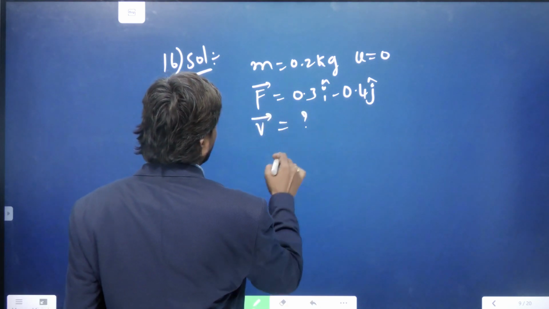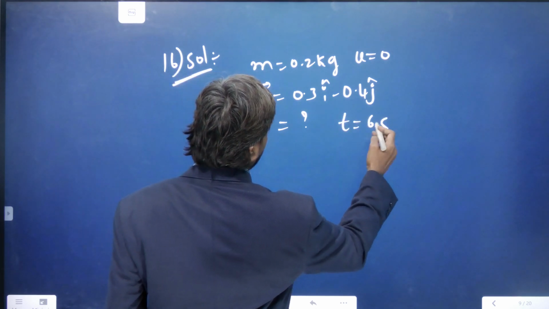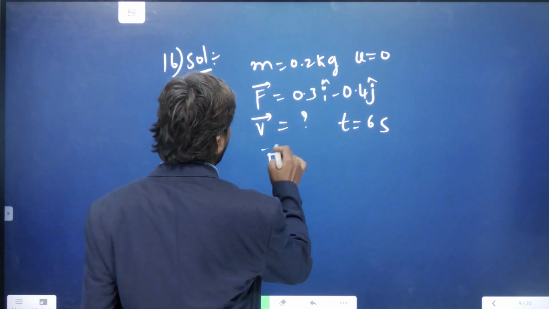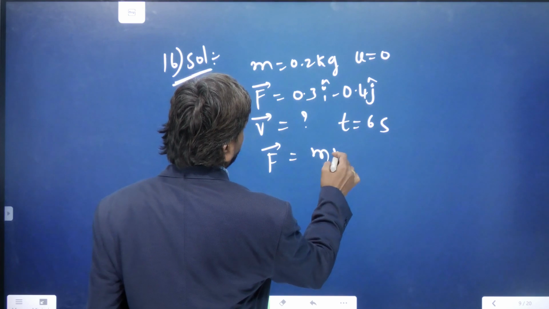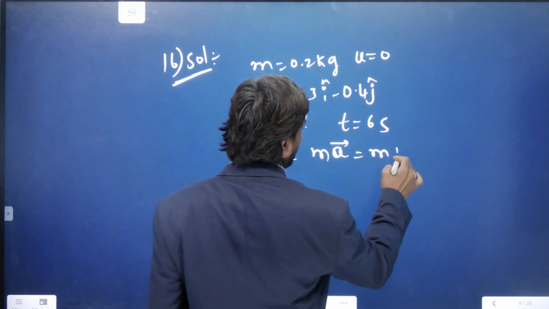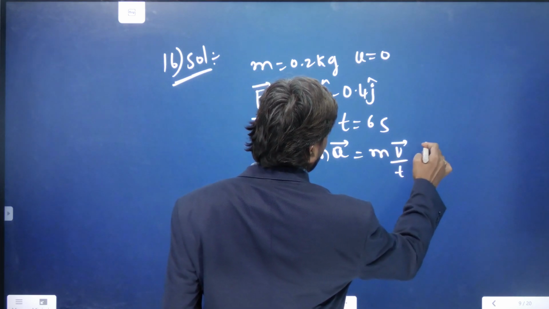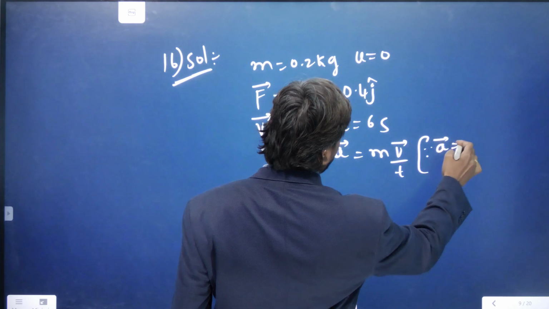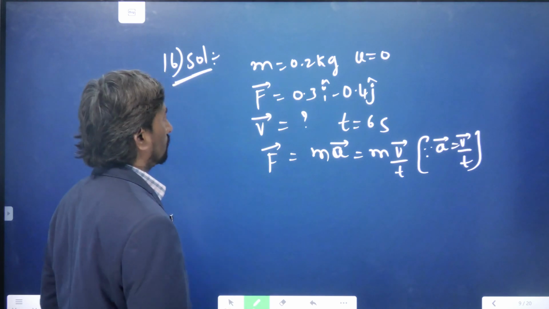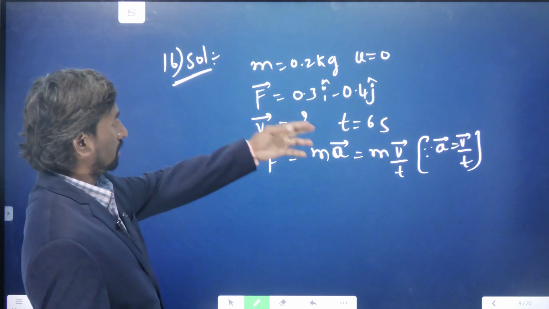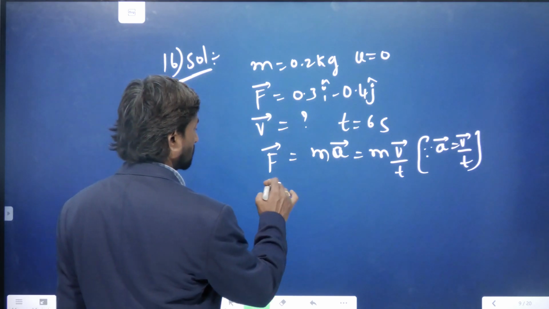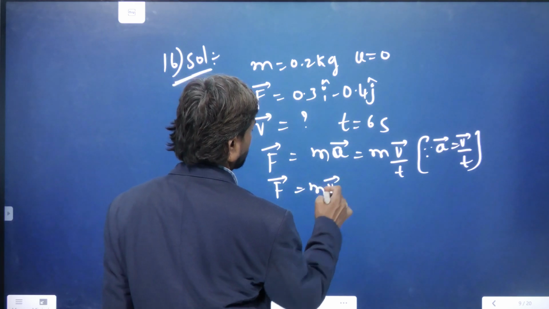What is the velocity vector at time t equals 6 seconds? After 6 seconds, what is the velocity vector? We know that force F bar is equal to m into a bar. Here a bar is nothing but v bar by t, because acceleration is velocity by time. So now everything is given: mass is given, time is given, force is given, and they are asking for the velocity vector. So F bar is equal to m into v bar by t.